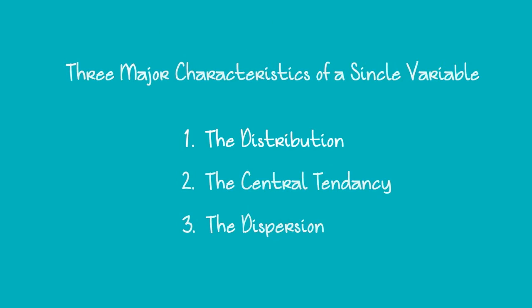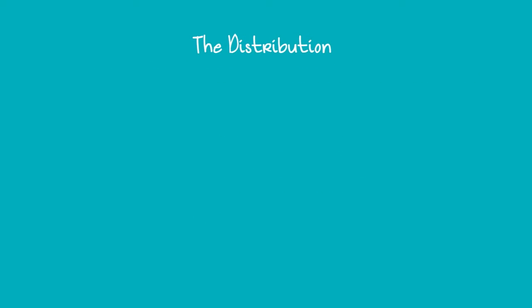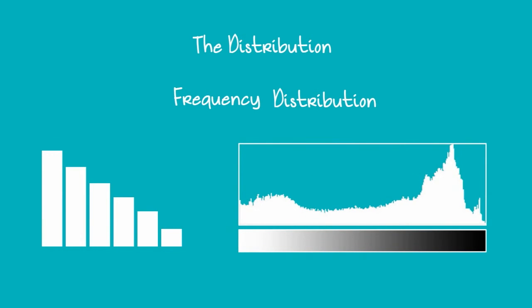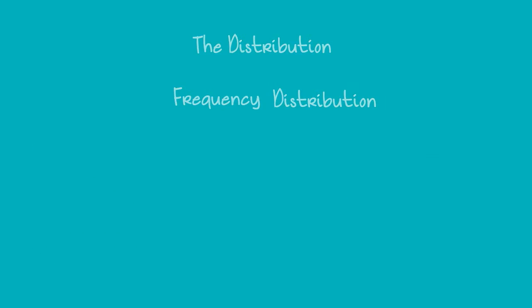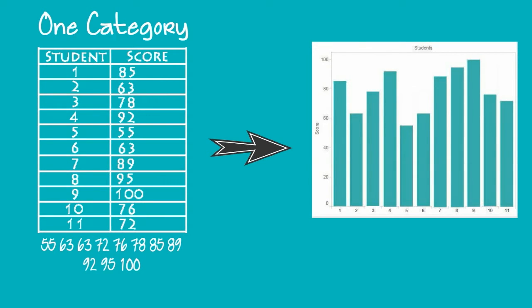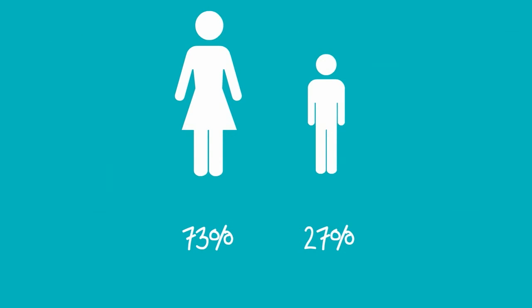The distribution. The distribution is a summary of the frequency of individual values or ranges of values for a variable. This is commonly called frequency distribution and represented with bar charts or histograms. The simplest distribution would list every value of a variable and the number of persons who had each value. For instance, we can show the grade scores for one class of students or describe gender by listing the number or percent of male and female students.